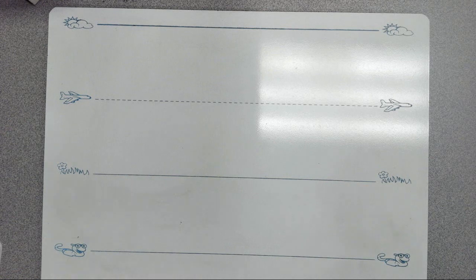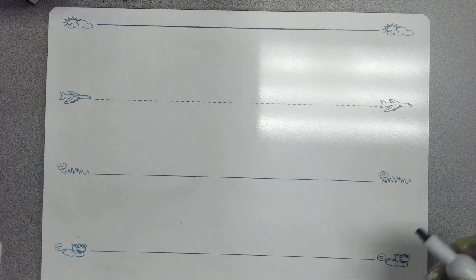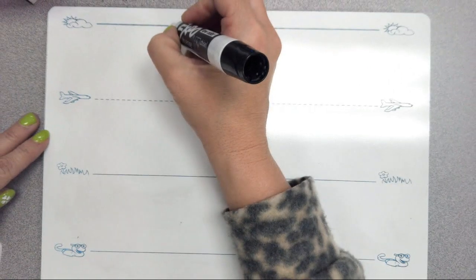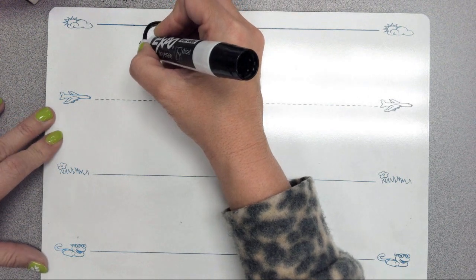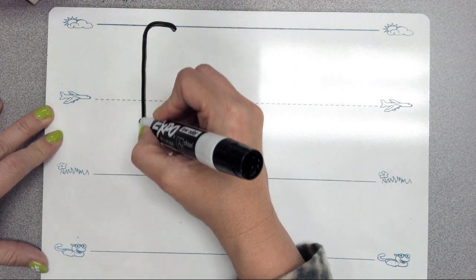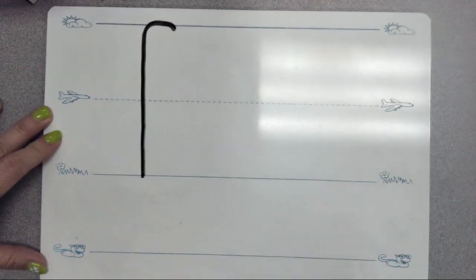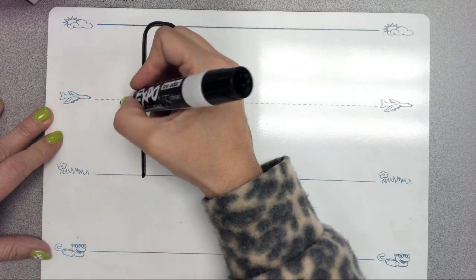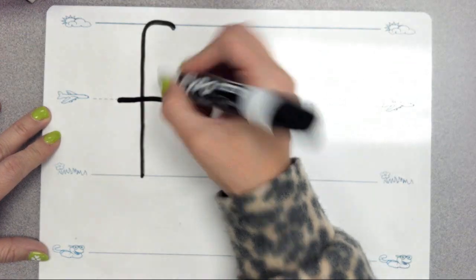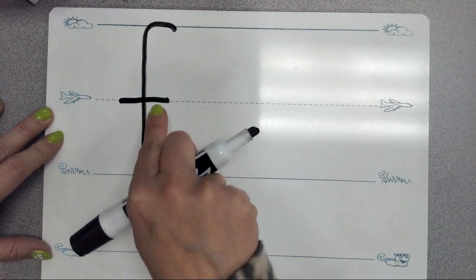Next letter is F. F, fun. This is a skyline letter, so let's point to the skyline. We are going to trace back on the skyline, and then all the way down to the grass line. Cross on the plane line. Remember, we always cross left to right.